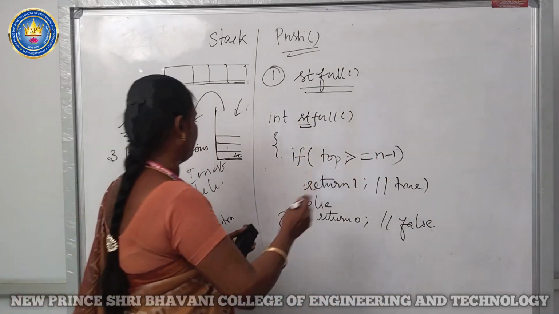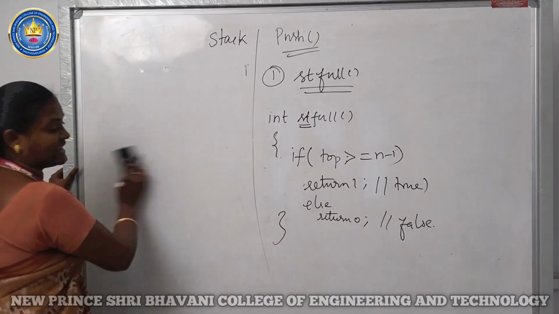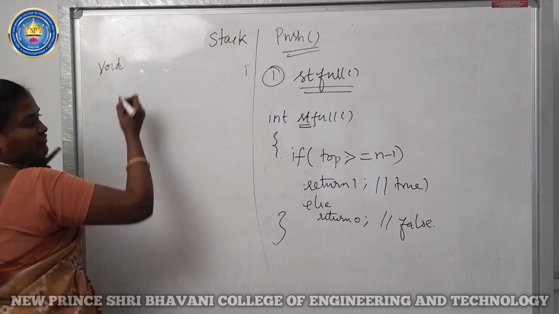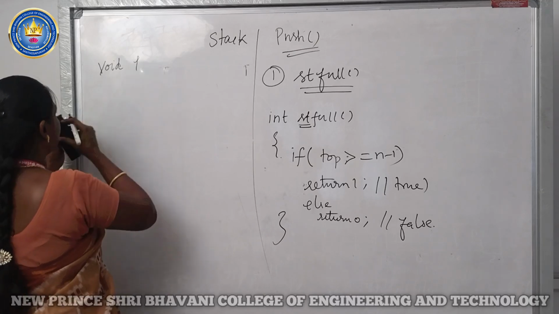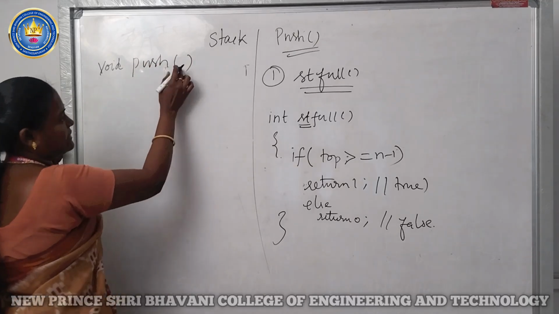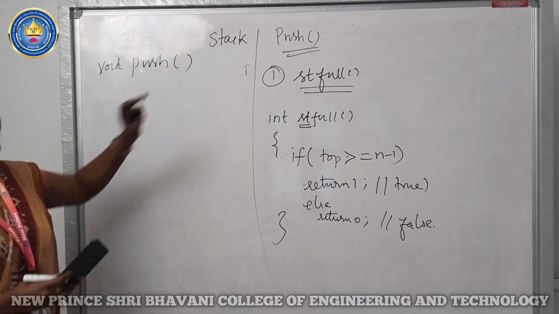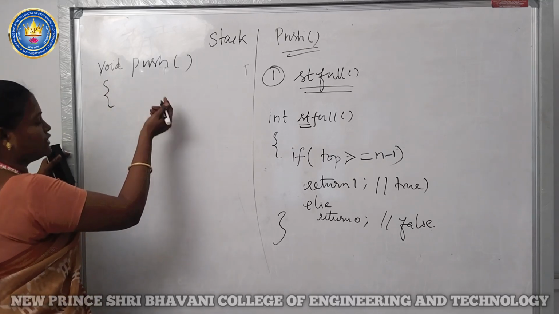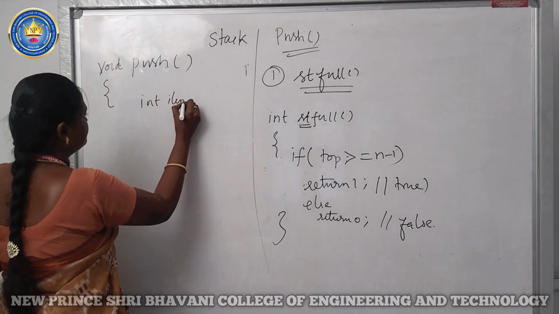Now how do we perform a push operation? That means how to write the code for push. Every operation is written using the function concept. So here we use void push. The empty parenthesis means the function is without arguments. So what is the input for the push operation? The user gives some input, which can be declared by int item.